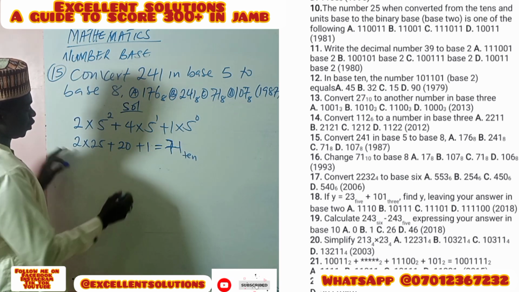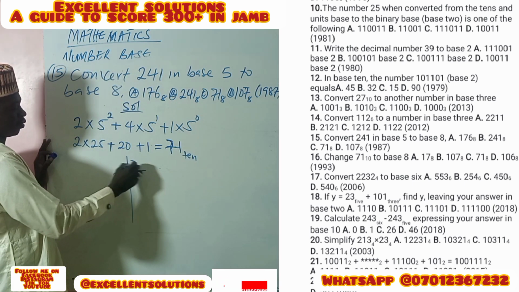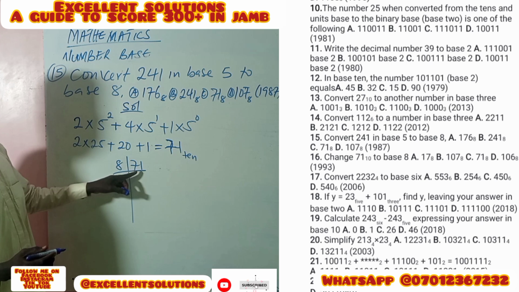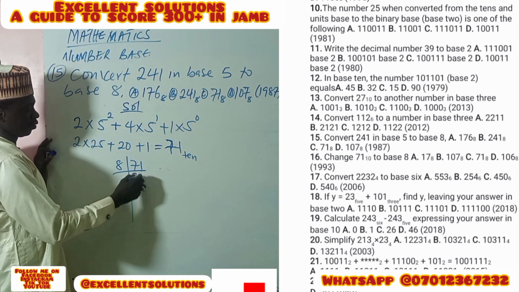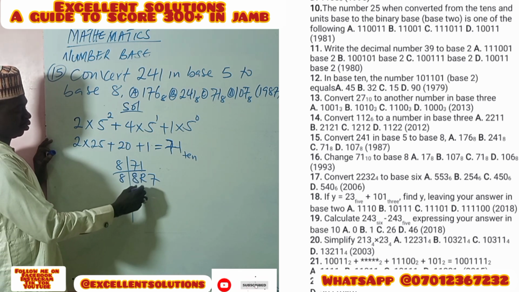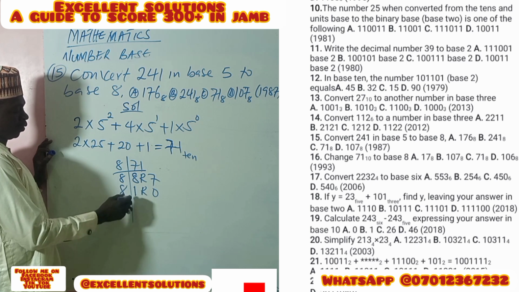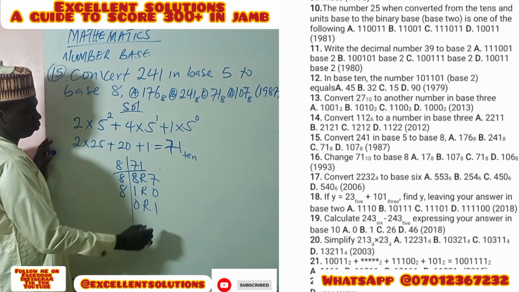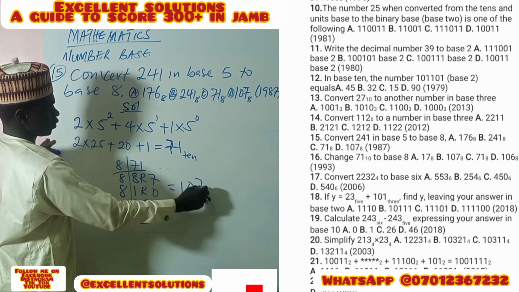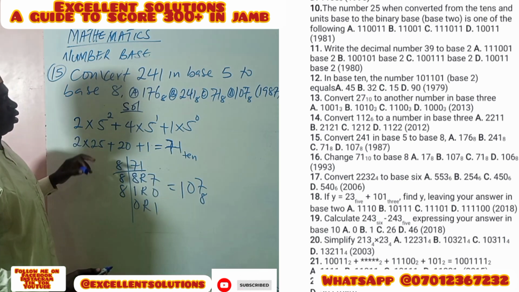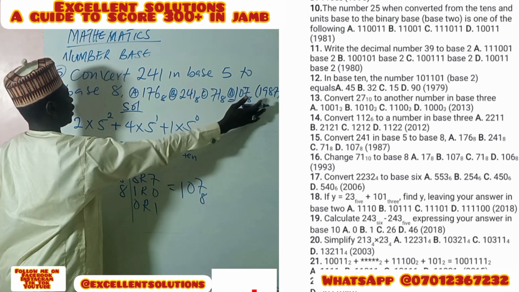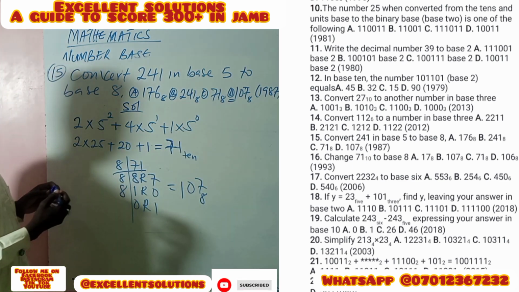So if we have this as 71 base 10, we convert it from base 10 to base 8. When we divide 71 by 8, we have 8 remainder 7. Then 8 divided by 8, we have 1 remainder 0. Then 1 divided by 8, we have 0 remainder 1. So if we take this number, we have 107 base 8. If we look at our options, in option D, we have 107 base 8. This question was asked in 1987.